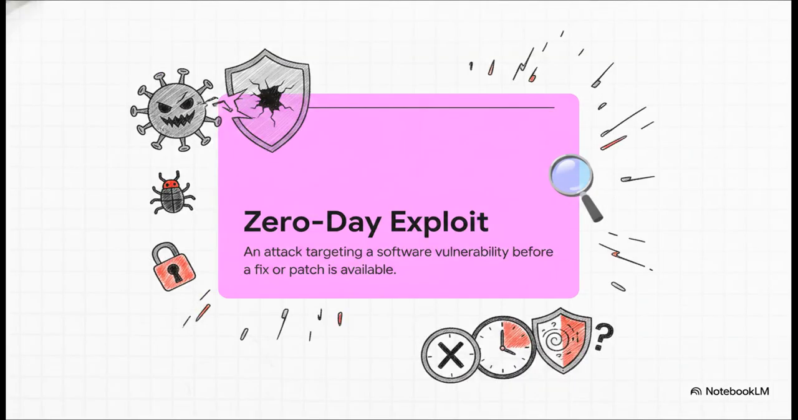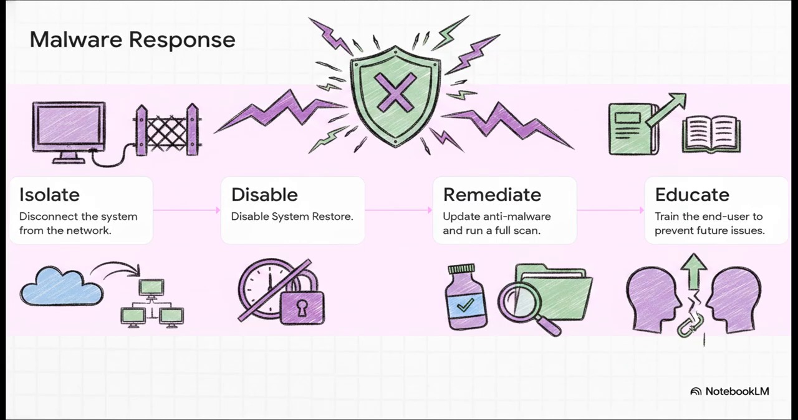Equally terrifying is the zero-day exploit. This is an attack that targets a software vulnerability before a fix or patch even becomes available. It's called zero-day because the good guys have had literally 0 days to fix it. It's an incredibly dangerous time frame where the virus is out in the wild, spreading, but the antivirus cure doesn't even exist yet. So, knowing how to respond to these threats is vital.